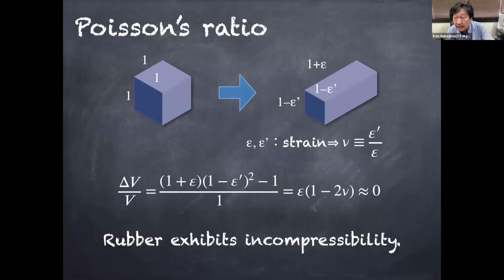Compared to that, some other materials have a Poisson's ratio like 0.3 or 0.4. By substituting such values, delta V basically becomes a positive value. Why does volume increase? Can you imagine what is happening inside this material?